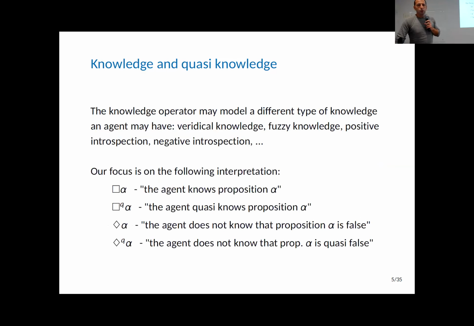In our case, we will introduce the box and diamond, where box alpha means the agent knows proposition alpha. What we propose is the notion of quasi-knowledge, and I will speak about it later, about what it will mean. We will also have the appropriate diamond Q as well, which will be the dual of the box Q.